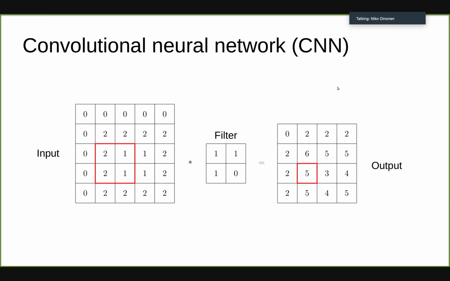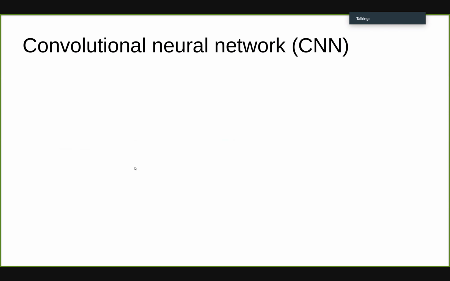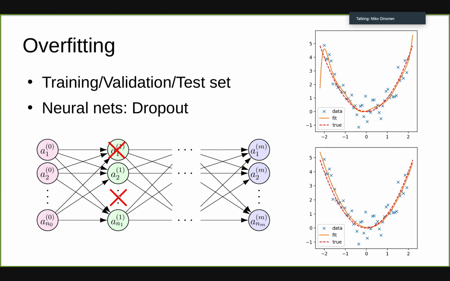This might seem quite different from the artificial neural network that I showed before, but actually it's kind of the same, except that the connections only exist between some locally close neighbors in the subsequent layers.